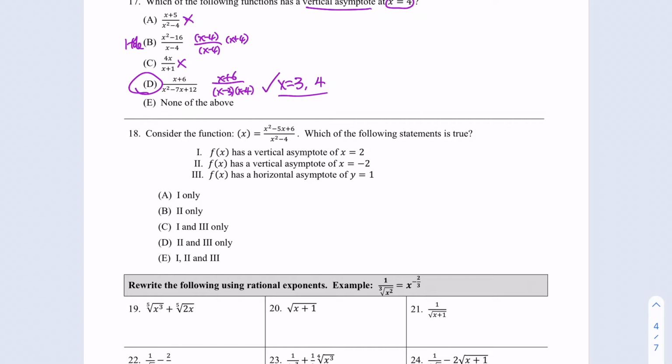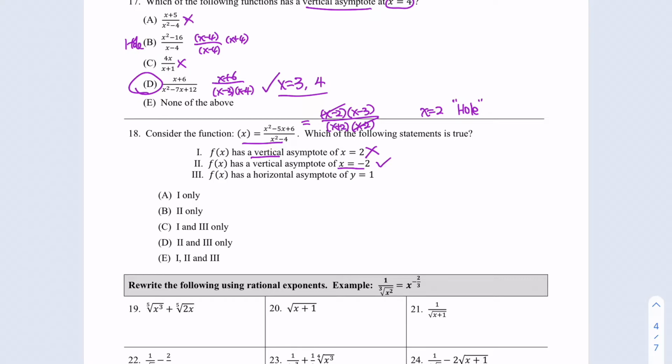Number 18, this function, which of the following statements is true? First, let's factor it. It's x minus 2, x minus 3 over x plus 2, x minus 2. Because x minus 2 is cancelled, x equals 2 will be a hole there. Vertical asymptote x equals 2, that's not right, that's a hole. f(x) has a vertical asymptote x equals negative 2, which is right.